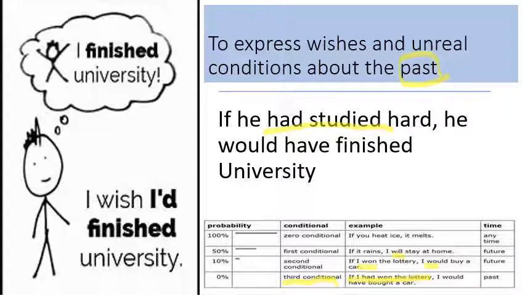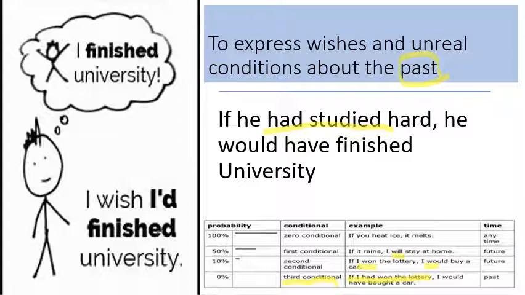The first case is the zero condition, when the two parts of the sentence are in the present. And this happens at any time. Usually it refers to scientific conditions or whatever. If you heat ice, it melts. So there is no condition, and both of them are in the simple present tense. When the probability is 50%, this is the first condition: if it rains, I will stay at home. And this refers to the future. The first one is the simple present tense, and the other one is with will, referring to the future.